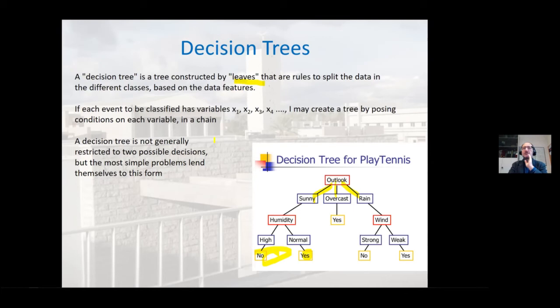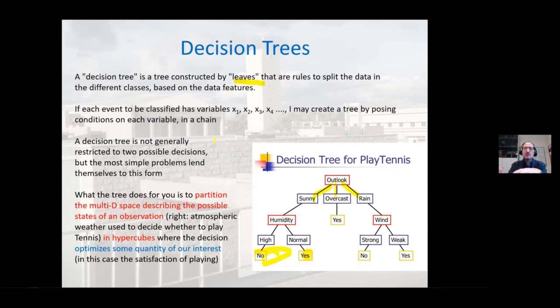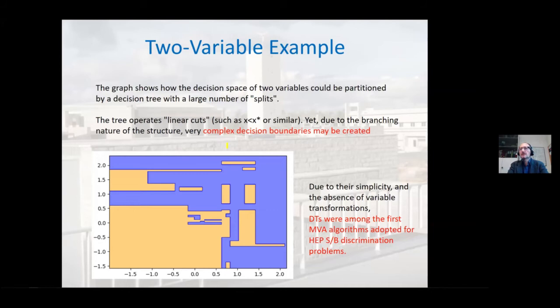So they allow you to partition this multidimensional space in hypercubes, basically, and for each hypercube you say this is a signal-rich region, this is a background-rich region, depending on the value of all the features. This is a two-variable example, and you have defined the decision rules that are these vertical lines, and this allows you to partition the space in signal-rich and background-rich regions, okay? So a decision tree is a quite simple way to decide which is signal and which is background, okay?